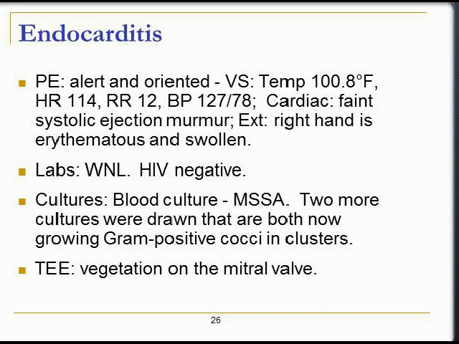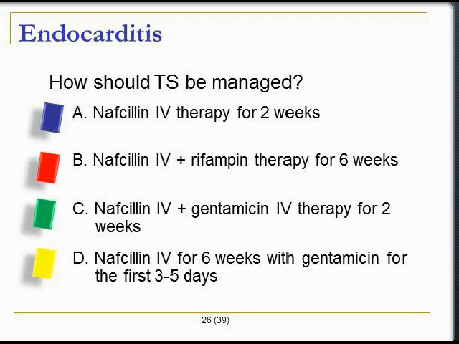He's on the right track. So he's alert and oriented. His temperature is 100.8, heart rate elevated at 114. He has a systolic ejection murmur, and his right hand is erythematous and swollen. His labs are within normal limits. He's HIV negative. A blood culture is done. Multiple blood cultures are done that grow MSSA. 2 more cultures are drawn, and now they're growing gram-positive cocci in clusters, probably also the same organism, MSSA. A transesophageal echo is completed that shows a vegetation on his mitral valve.